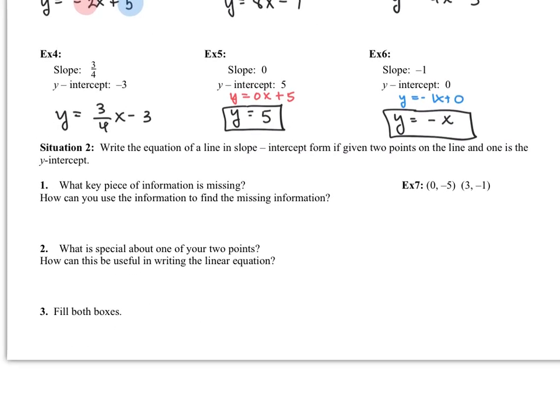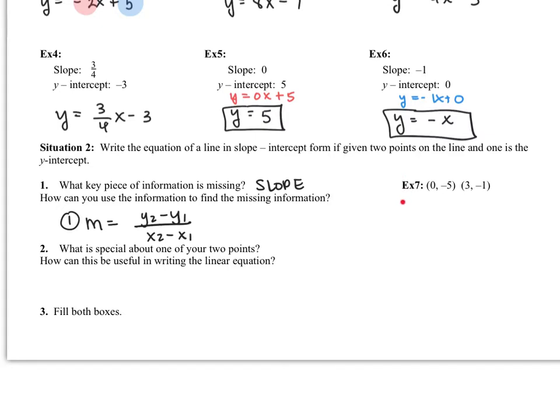In situation 2, you'll see that we have slightly different information. Instead of being told the slope and the y-intercept, we're being told 2 points that are on the line. So the first thing I want to look at is what's the first key piece of information that's missing? The first thing we're missing is the slope. How can I use this information to find it? I can use the subtraction fraction, or the slope formula, m equals y2 minus y1 over x2 minus x1. That's the first thing I'm going to accomplish, finding the slope.